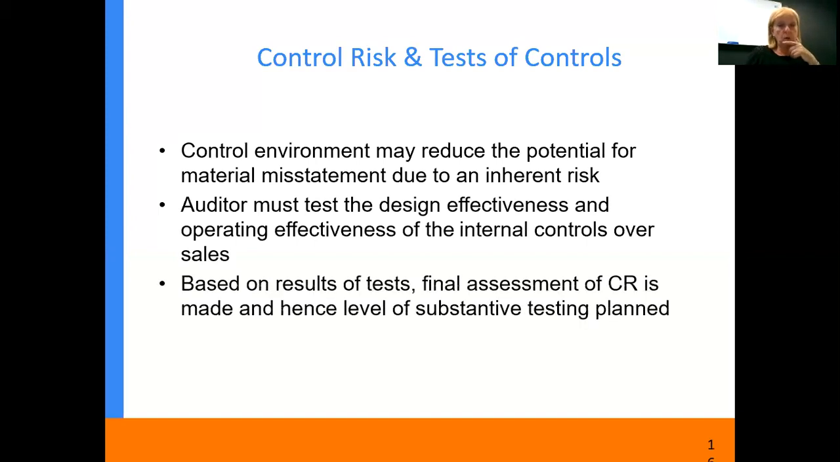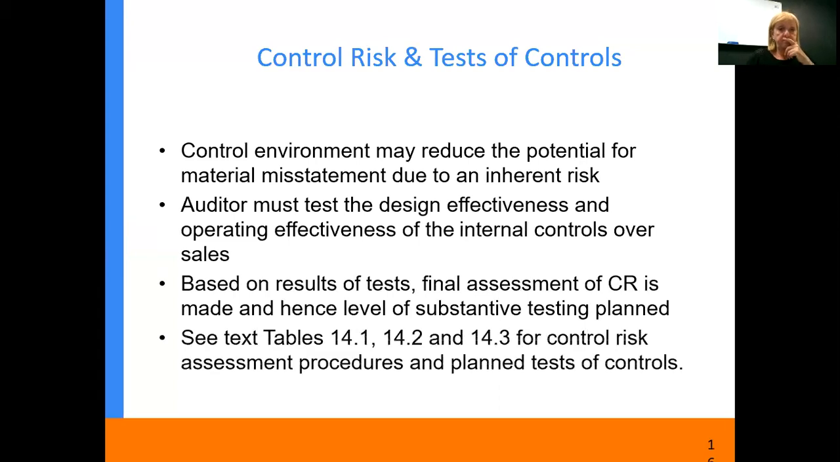Based on results of tests, we're going to make a final assessment of control risk so that I can then design the substantive plan, the substantive tests. And I've just indicated here tables 14.1, 14.2 and 14.3 have control risk assessment procedures and planned tests of controls. It's well worthwhile having a look at that. It would be too boring to go through them like this, but you need to just have a look at them.